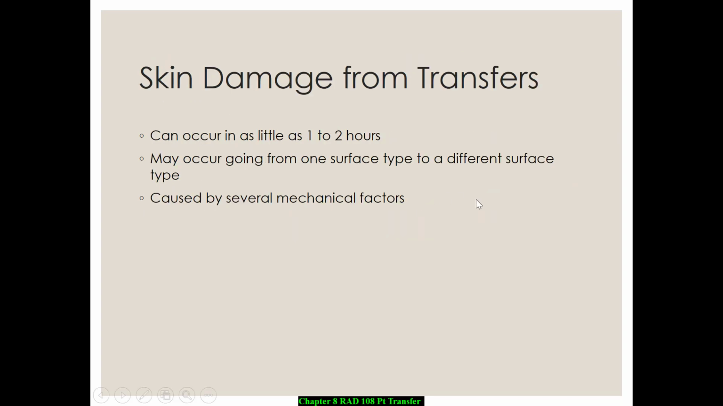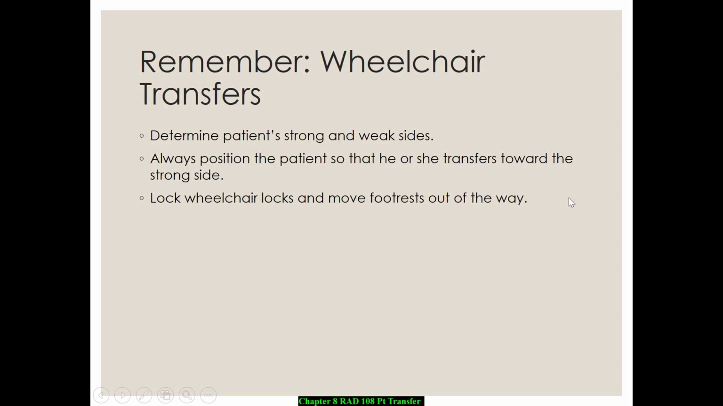Also, this is one of the reasons why we've been asking you to keep your nails short, especially with the elderly. You can scratch the surface of their skin and cause them to bleed. And this can occur as little as 1 to 2 hours after a skin damage transfer, where you'll start to see bruising occurring from you transferring these elderly patients. So keep your nails short and just be cautious of where you're placing your hands when you're moving your patient.